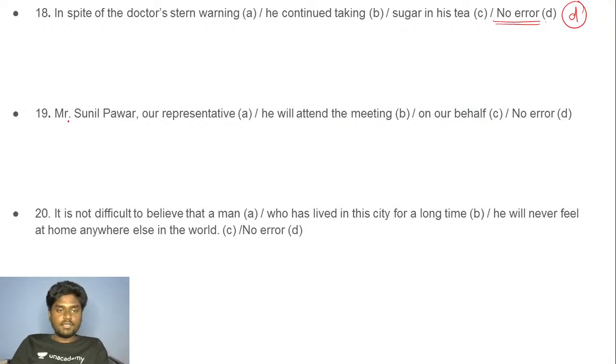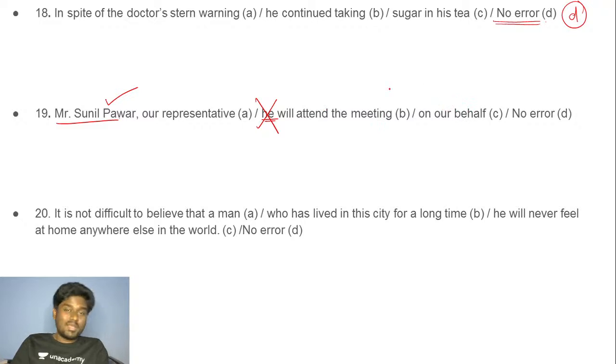Definitely, see, the person you have already identified here is Mr. Sunil Pawar. Again, you are using a term, okay? He will attend the meeting. So definitely, the word he in the given second part is not needed, first of all. It should be like what? Mr. Sunil Pawar or representative will attend the meeting on our behalf.